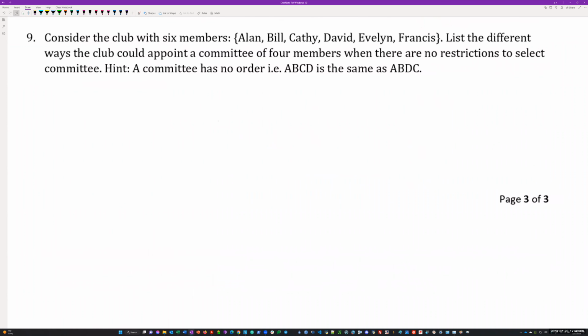Back to the club. List the different ways the club could appoint a committee of 4 members when there are no restrictions to select the committee. Are you serious? Okay. Do you understand what they're asking now?